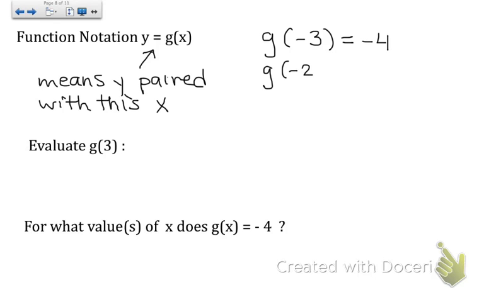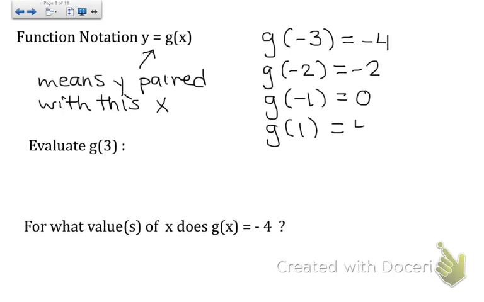g of negative 2 equals negative 2. g of negative 1 equals 0. g of 1 equals 4. g of 3 equals 8. So when I plugged in negative 3, I got an output of negative 4. When I have an input of negative 2, I have an output of negative 2. When I have an x value of negative 1, I got an output of 0, and so on and so on.